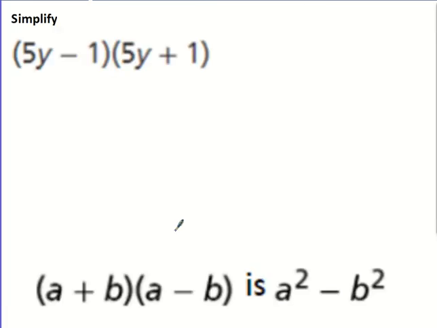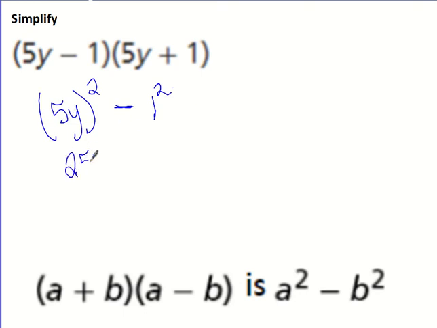So let's practice that. So again, (a + b)(a − b) is going to be a squared minus b squared. So all I'm going to do is take this, that's a, and I'm going to square it, and I'm going to minus the second number, which is just b, and I'm going to take that number and square it. And so I get 25y squared minus 1. Done.